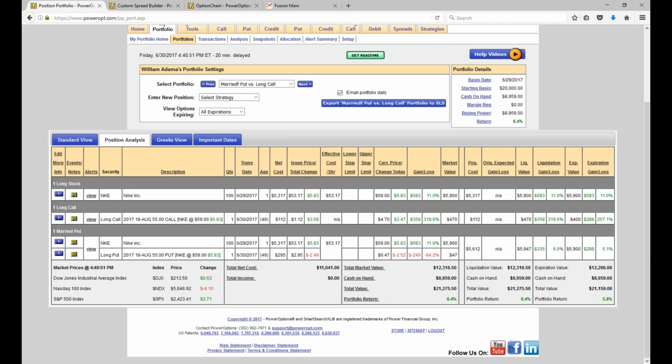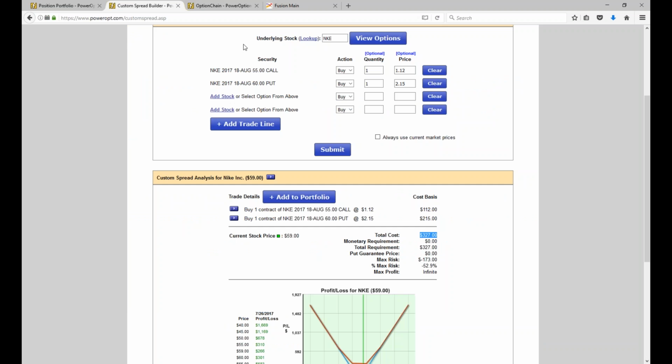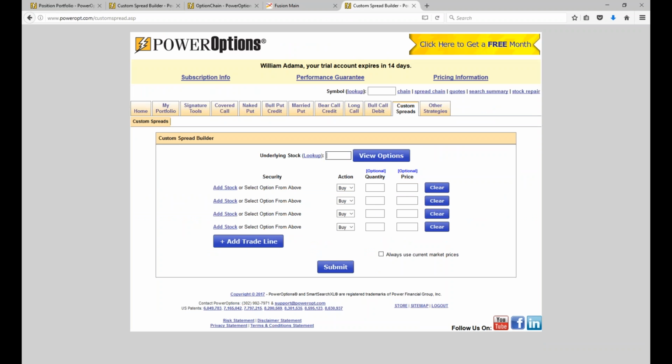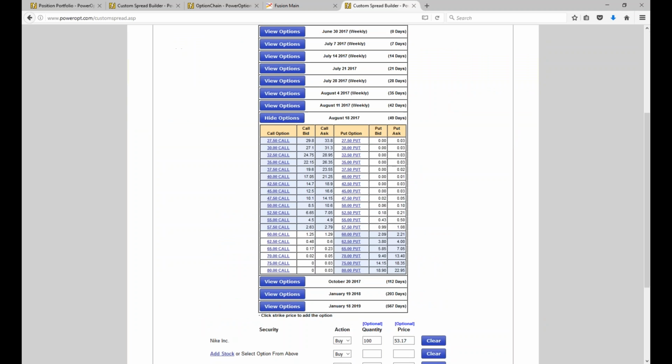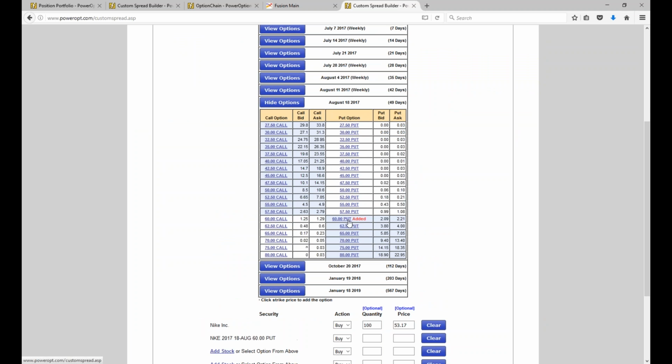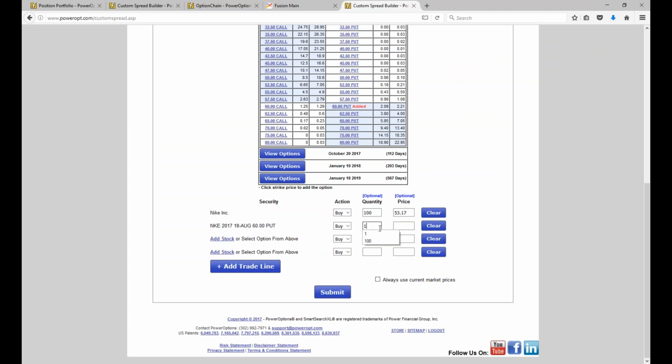Now, let me go back. I want another tab here for another custom spread, Jerry. Sorry. And let's go back to Nike. Yesterday, 100, 53.17, August 18th. Same price as you. Was it 215, I said? Okay.